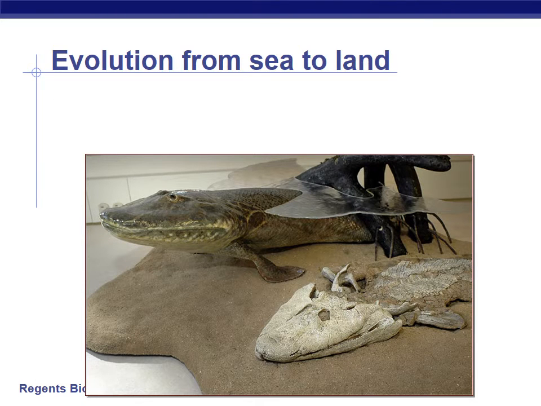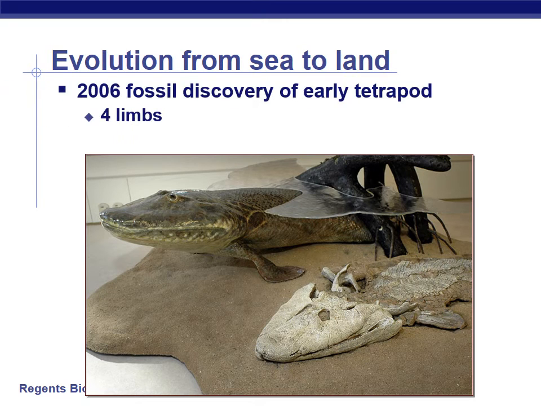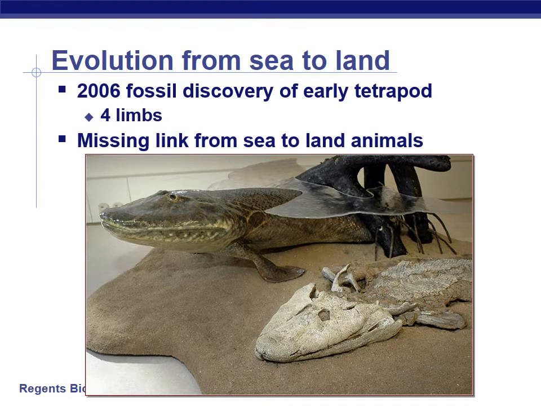So evolution from sea to land. This is the opposite way. This was how the first land organisms were developed. In 2006 we found the first early tetrapod. You can see that on the right hand side, the first animal that went from the ocean to the land and actually survived on the land. So it is that missing link from the sea to the land animals.